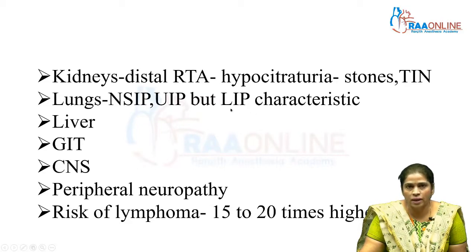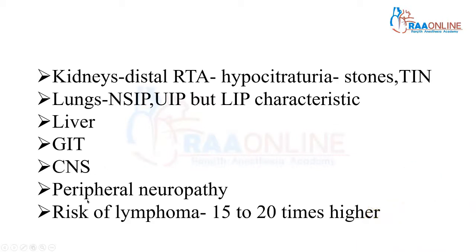is the one that is characteristic of Sjogren's. The liver involvement can be there, and if you suspect liver involvement and you think it may be primary biliary cirrhosis, you have to look for the appropriate antibody, which is the anti-mitochondrial antibody. Gut may be involved. The CNS involvement can be vasculitis or demyelinating lesions. Peripheral neuropathy can also be a presenting feature in these patients.